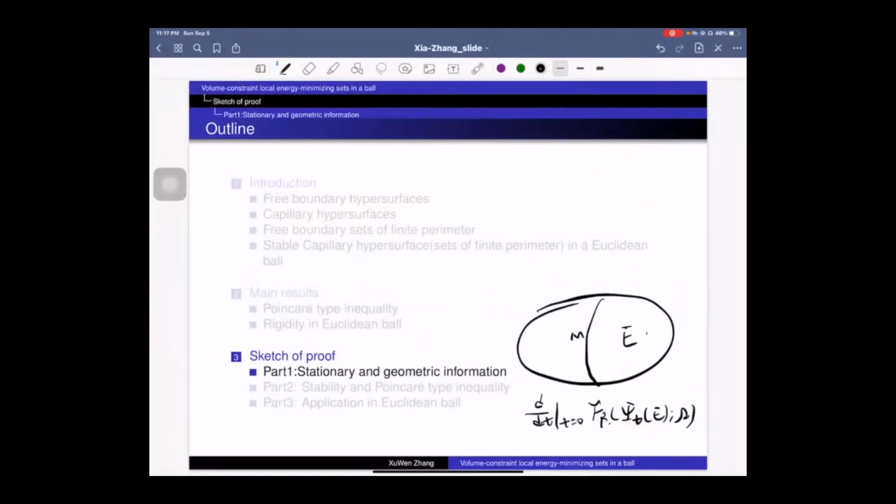if we say this guy to be M, then the regular part of M inside is of constant mean curvature, and the regular part of M near the boundary has a constant contact angle. Say this is the unit conormal of M, and this is the unit conormal of B plus. This is B plus. Then the angle between these two unit conormal, theta, must be a constant angle.